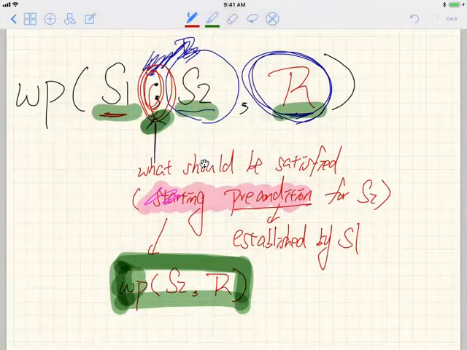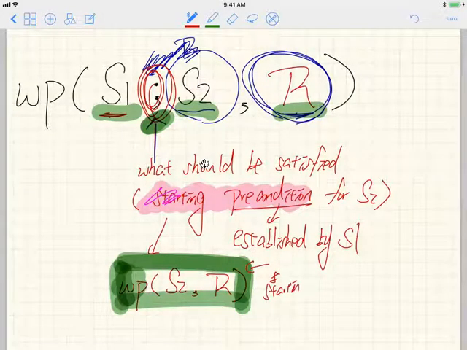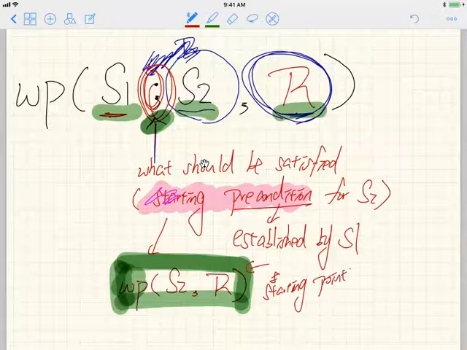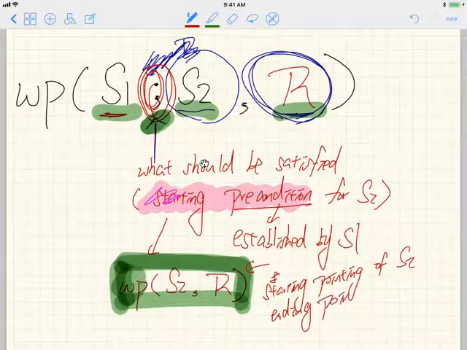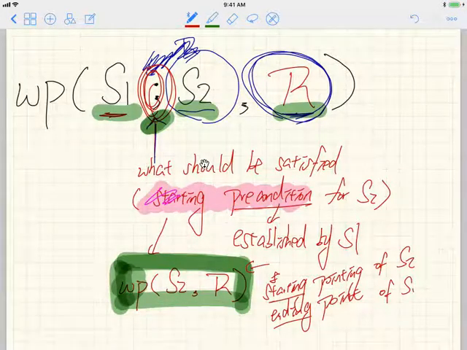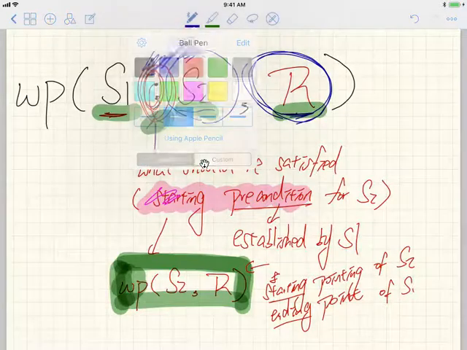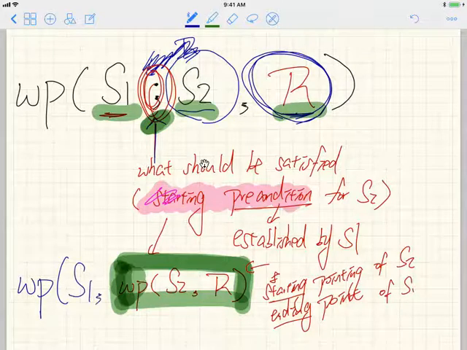Let me just note that this is the starting point of S2. At the same time, it's the ending point for S1, sorry. Starting versus ending. So now, if the ending point for S1 is actually this condition here, what would be the weakest precondition for S1 to establish that? Just another weakest precondition calculation. So I can just do that. I can say it's going to be WP for S1 to establish that.